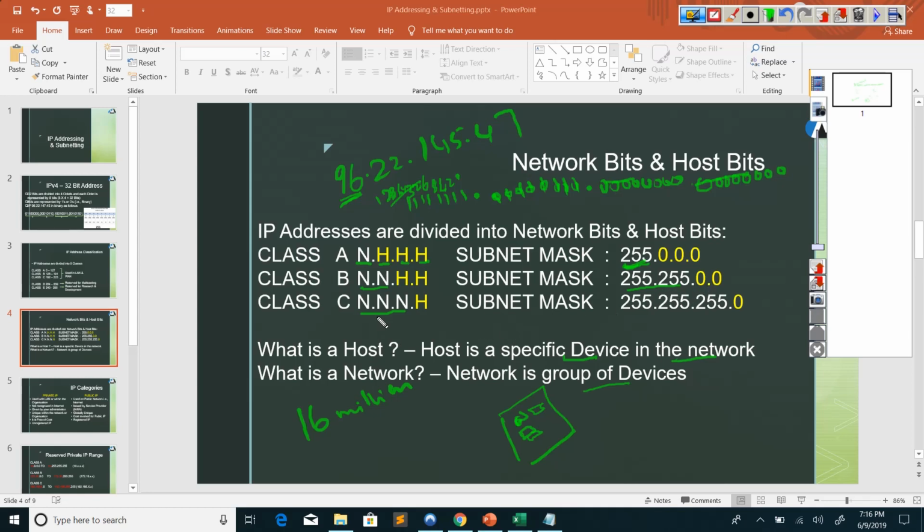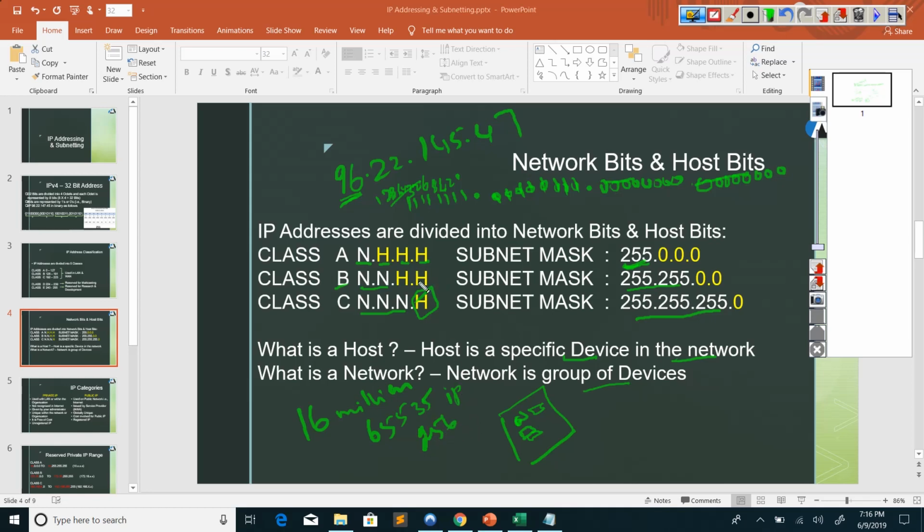The same way, class C has 3 network octets, so all these 3 octets are on. Here in class A we can get around 16 million IPs, in class B around 65,535 IPs, and in class C there is only one host octet, so we can get only 256.